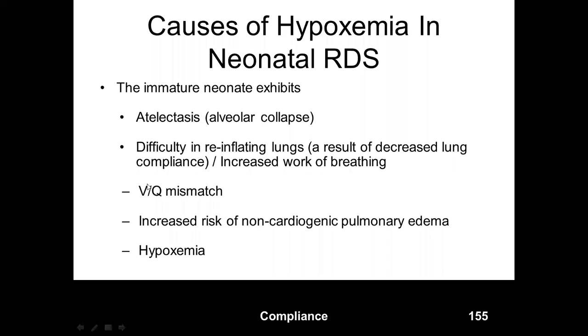In addition to alveolar collapse, difficulty in inflating the lungs, and ventilation perfusion mismatch, there is also a tendency for non-cardiogenic pulmonary edema or alveolar edema. I'll explain this one under the pulmonary circulation lecture. But in essence, when the alveoli collapse, there is a greater tendency for them to resorb fluid from the pulmonary capillaries. So there's going to be edema, with fluid collecting in some of the alveolar cavities.